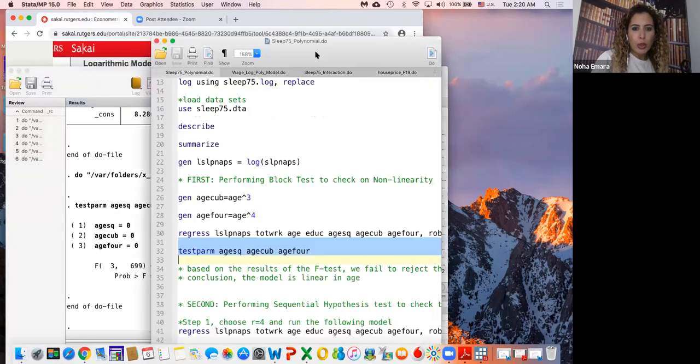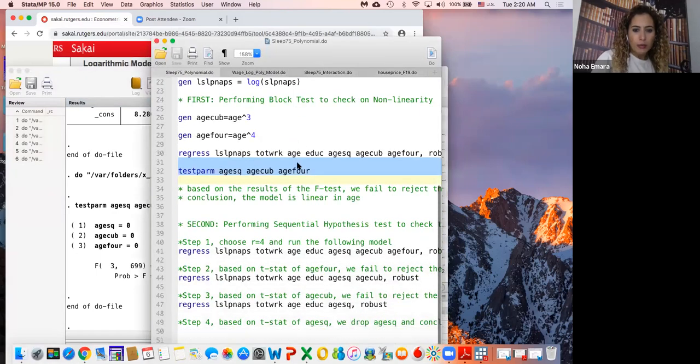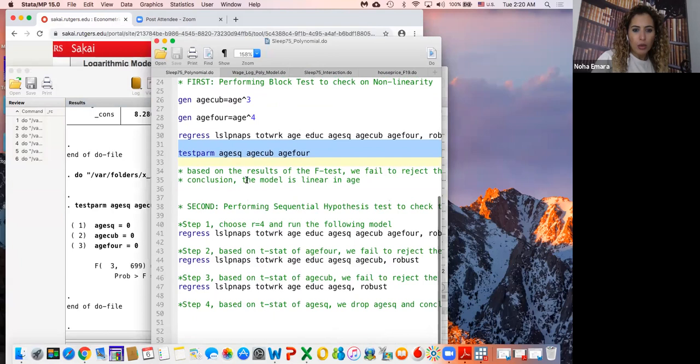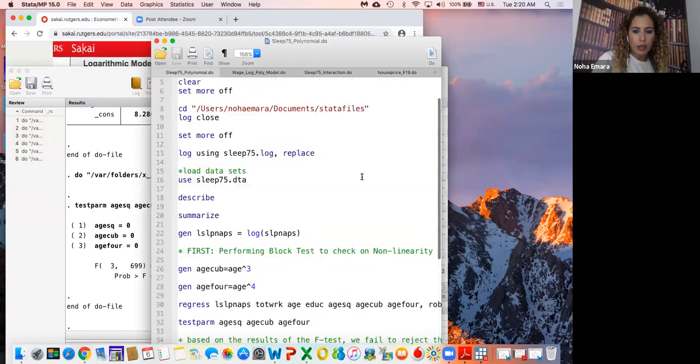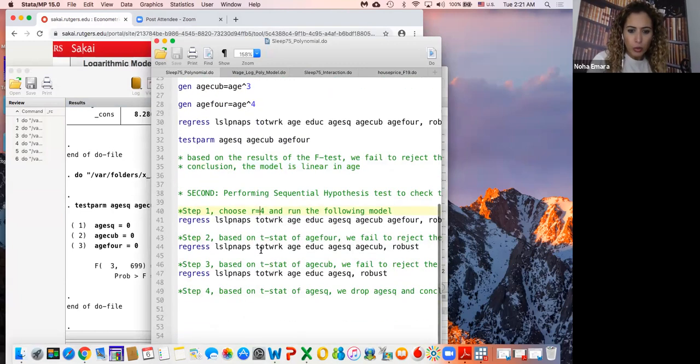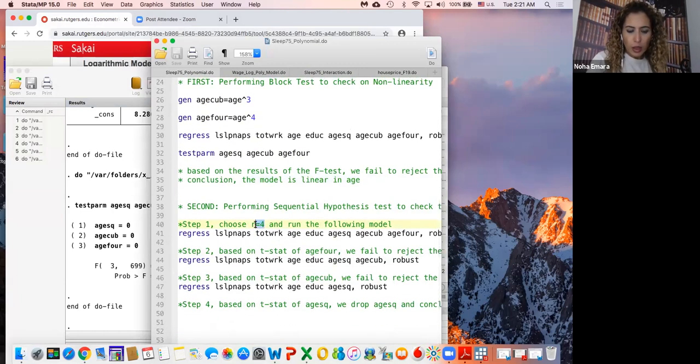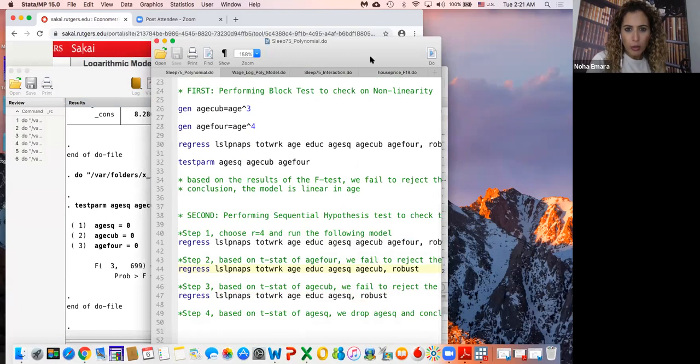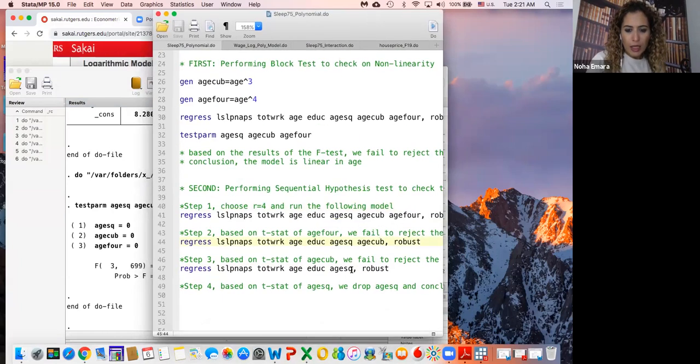Based on the conclusion here, my model is linear in age. Now suppose that I want to perform a more specific test, sequential, taking it in sequence. I start with a model up to degree 4, and then I minimize it: up to 3, I'm sorry, my computer keeps jumping, and then up to square. Each time I'm just checking the t-statistic of the very last coefficient.